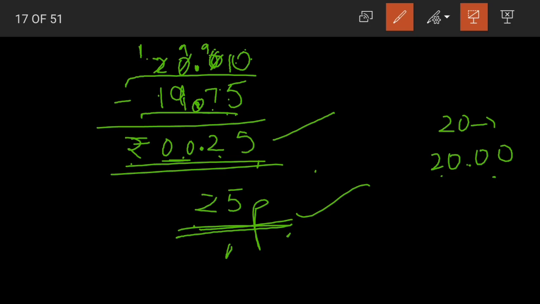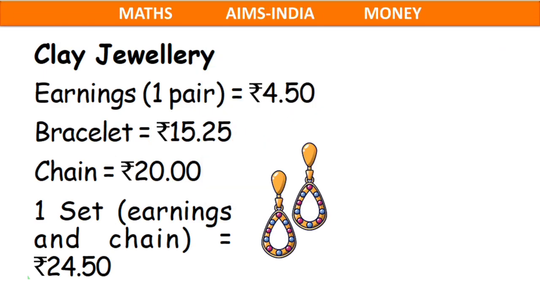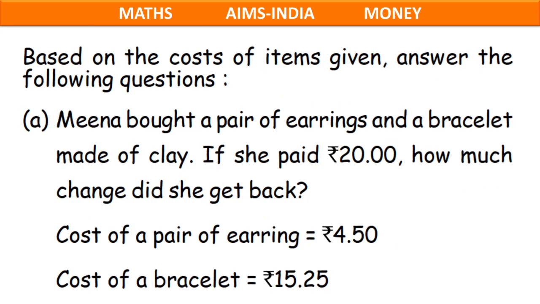Understood? The addition and subtraction are the same. The only difference from the normal addition and subtraction that we do is that we are placing a point here in between the numbers. Clear, children? In this single sum we have learned how to add and subtract money. Now let us look at our next question.